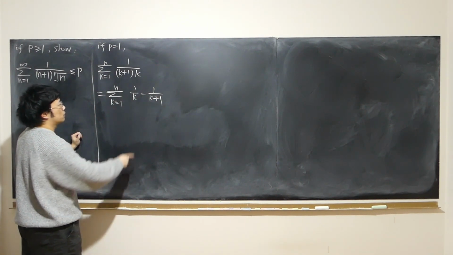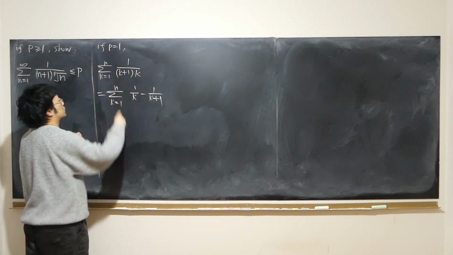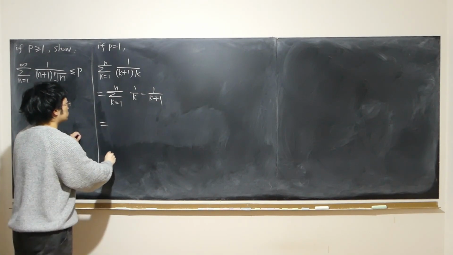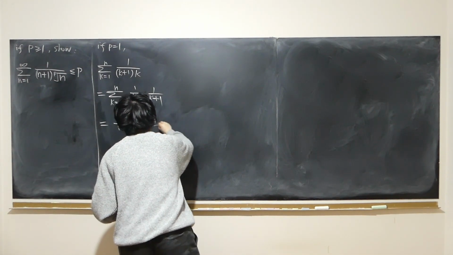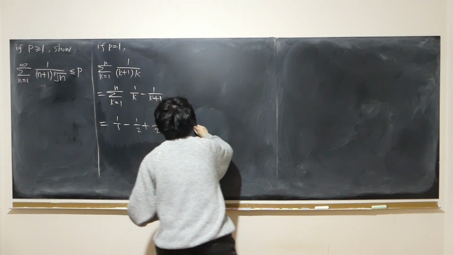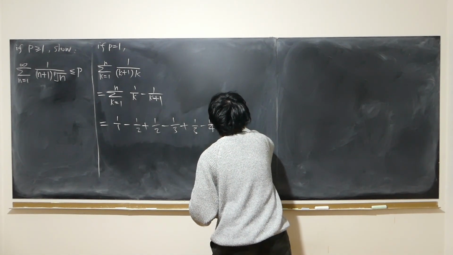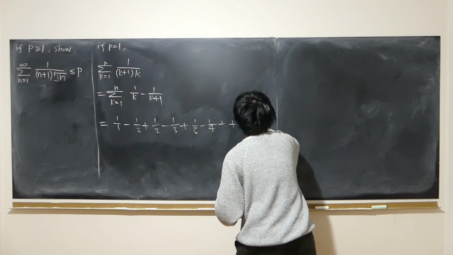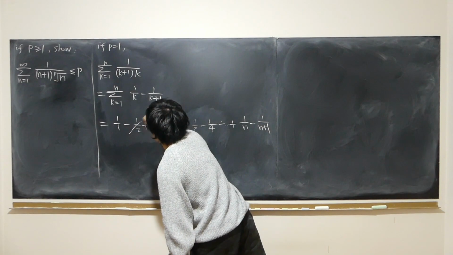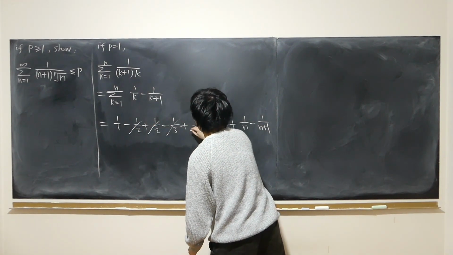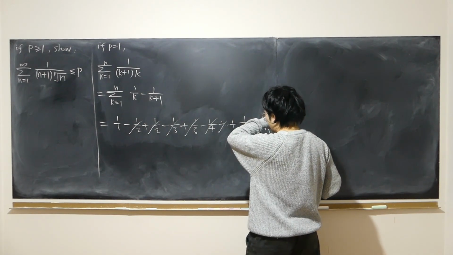Right? Partial fraction. Same thing, double check. k plus 1 minus k. Exactly the same thing. That is equal to 1 over 1 minus 1 over 2 plus 1 over 2 minus 1 over 3 plus 1 over 3 minus 1 over 4 plus all the way up to 1 over n minus 1 over n plus 1. So negative half cancels with the half, negative third cancels with the third, negative quarter cancels with the next plus quarter.